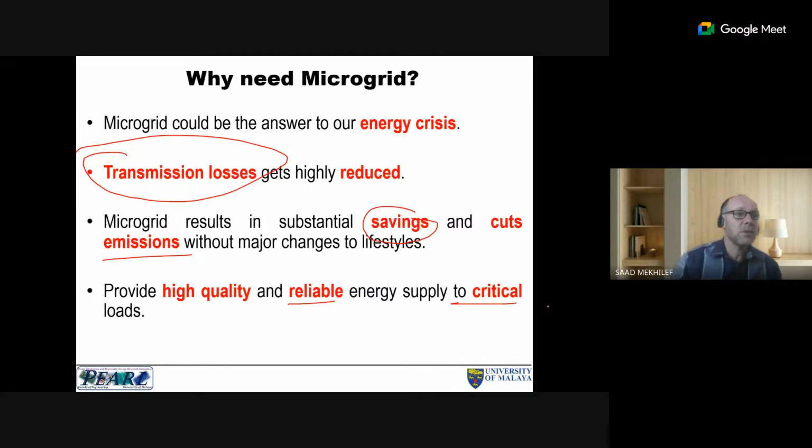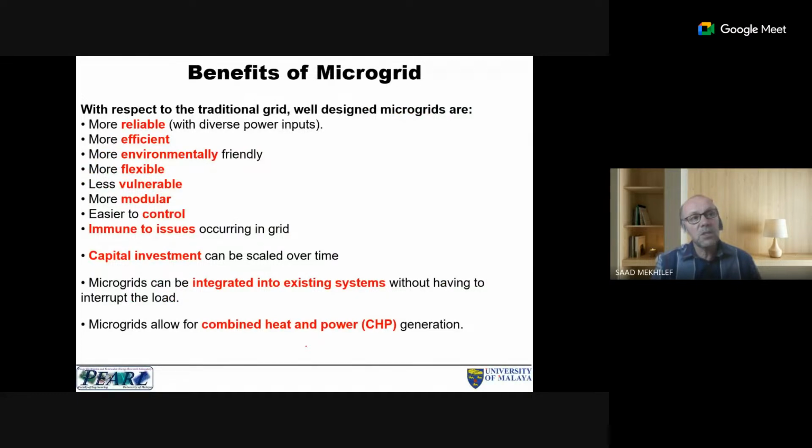So that's the combination. Most of the time we have this kind of combination to increase the reliability and the secure power to the load, especially for critical loads. So these are some of the listed benefits of microgrids with respect to the traditional grid.